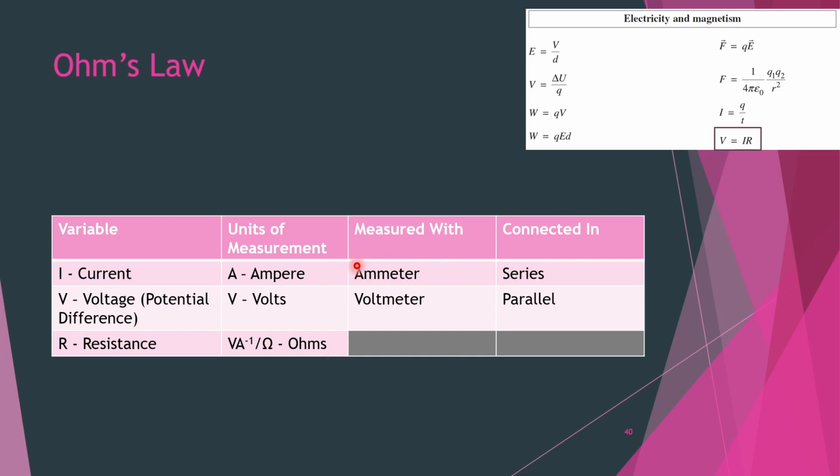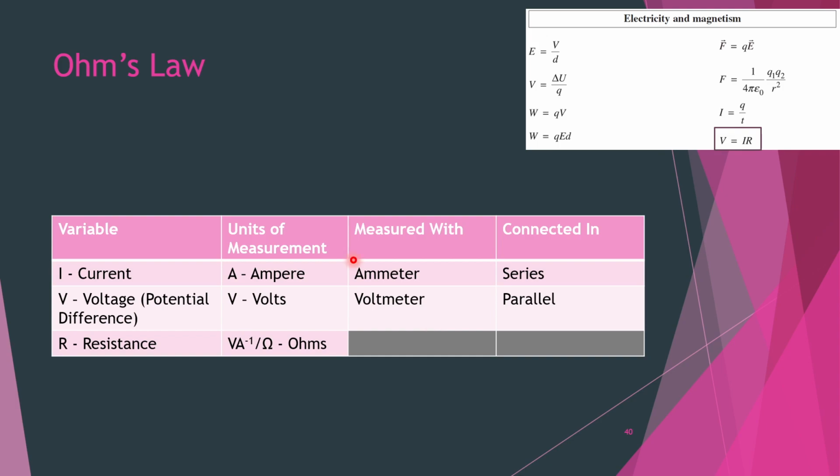Current is generally measured with an ammeter and voltage is generally measured with a voltmeter. Technically, you can use a multimeter to measure resistance. You may also come across something called an ohm meter at times, which can measure resistance in a component, but it's not something that we're really going to be using in the scope of this course.